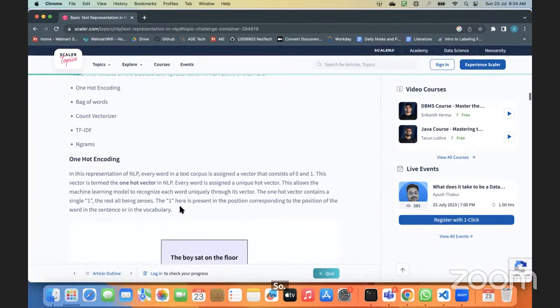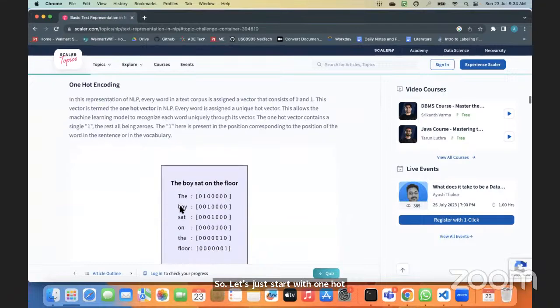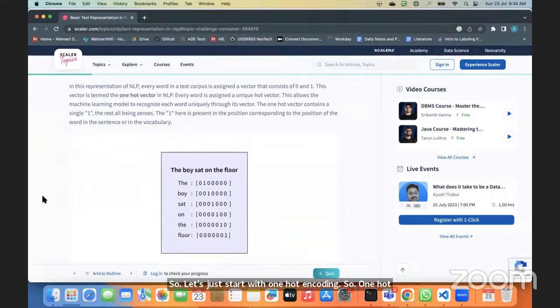So let's just start with one hot encoding. One hot encoding is nothing but, let's say we have a sentence. As you can see in the image, the boy sat on the floor, right? It assigns a unique one-hot vector to each of the words. What do you think is happening here from the image? There are 6 words in the sentence, and there are 6 vectors in this. All of you are well known with matrices and determinants, right? So you can deal with vectors and matrices.